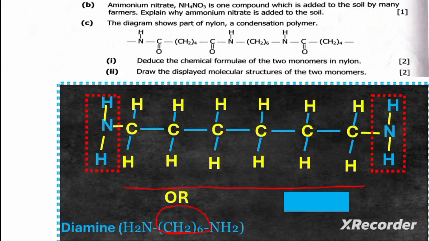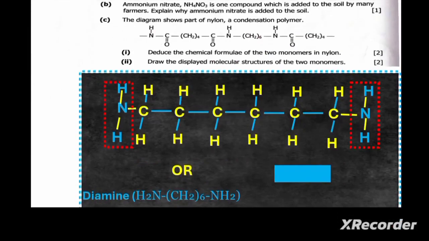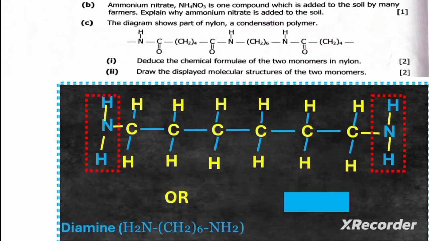Alternatively, we can also use this method here. We can just draw a box or rectangle, then this one will be surrounded by NH2, and this one also surrounded by NH2. So you can also draw it like this.